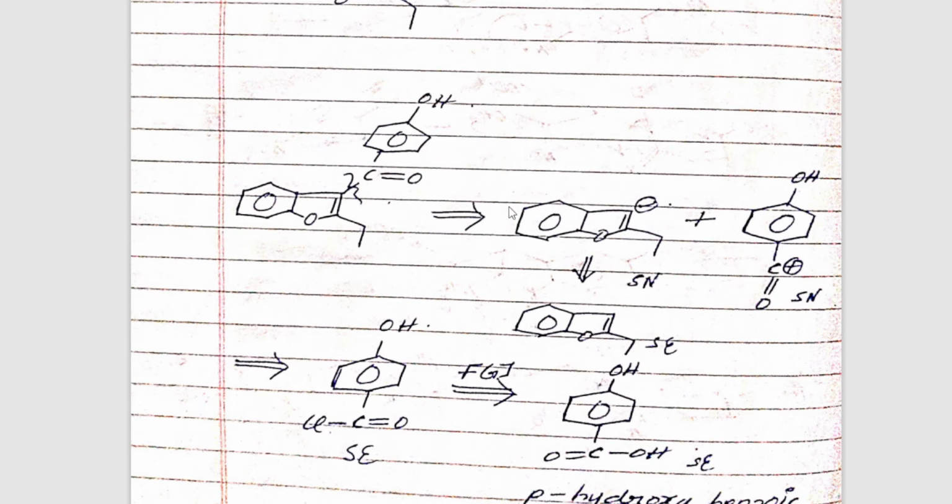Can you write a synthetic equivalent for this particular synthon here? What you have to do for writing a synthetic equivalent? This charge has to go, that's all. So what you will do in order to remove this minus charge, can you add one hydrogen here? At that time that minus will go. So adding one H plus here, that minus charge is now gone.